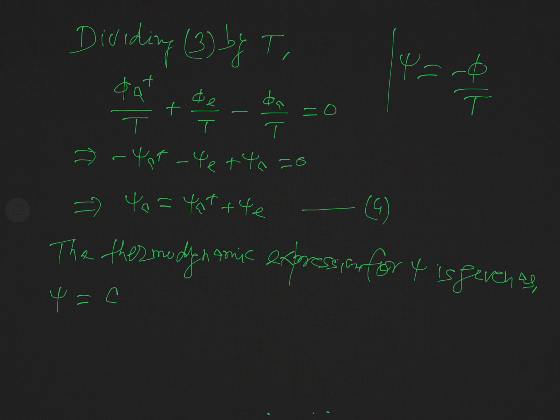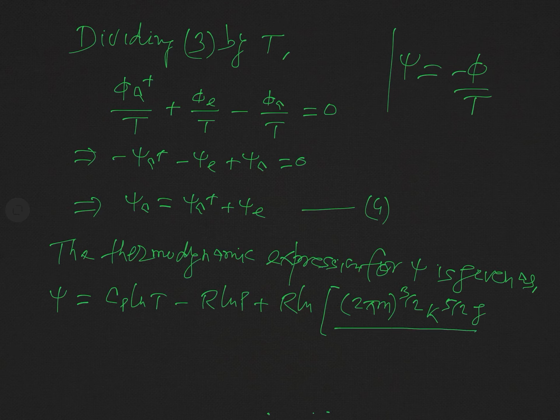psi equal to Cp ln T minus R ln P plus R ln (2 pi m)^(3/2) k^(5/2) times g over h cube, and minus u over T. This is the thermodynamic expression for this function psi.